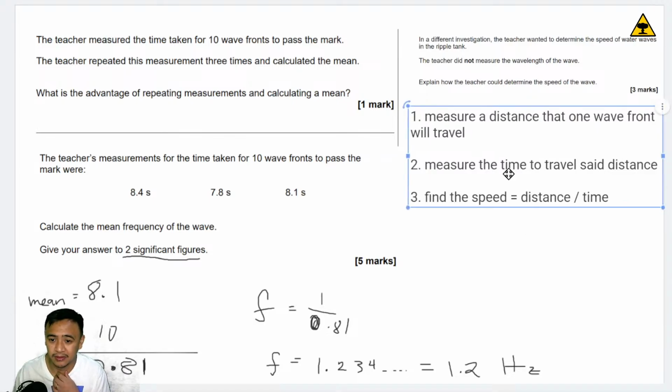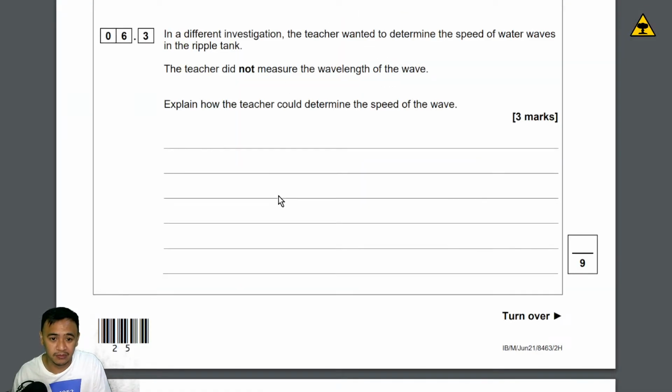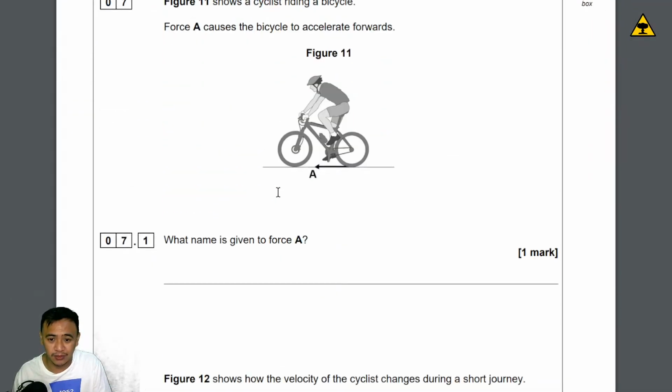Alright, good. So, right, let's go to the next part of the problem. Okay, next one. This is another question. You have a cyclist riding a bike. Force A causes the bike to accelerate forward. This is a tricky one. What's the name given to force A?